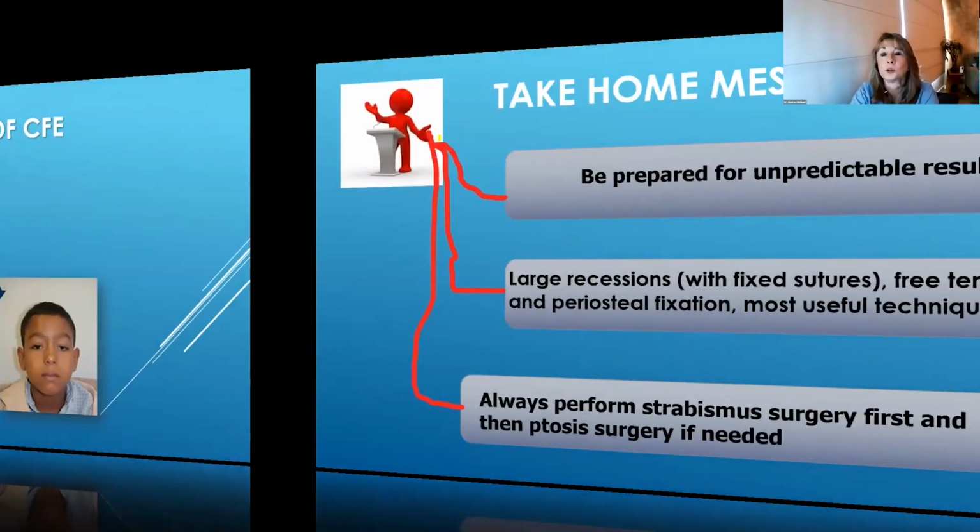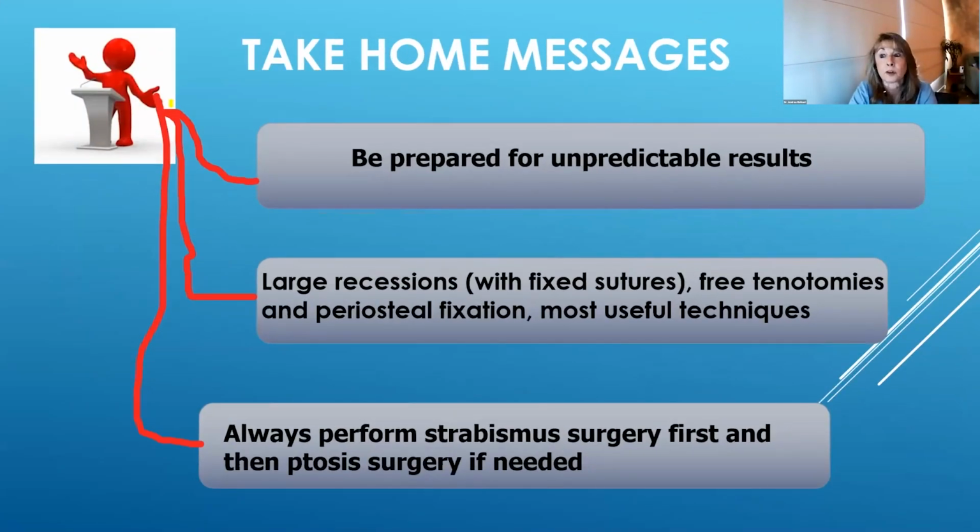So to conclude, be prepared for unpredictable results in these cases. You have to explain to the patient that you might need more than one procedure in order to get a better result, and explain to them that they will never have a normal ocular motility.